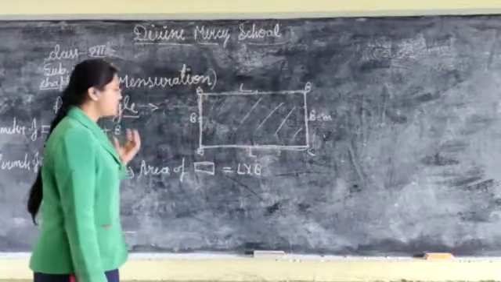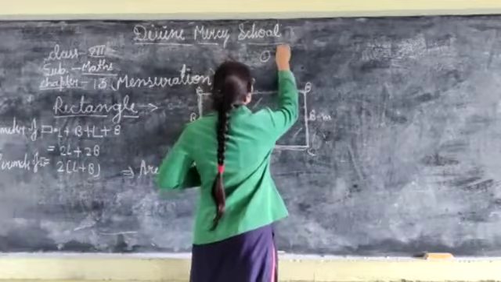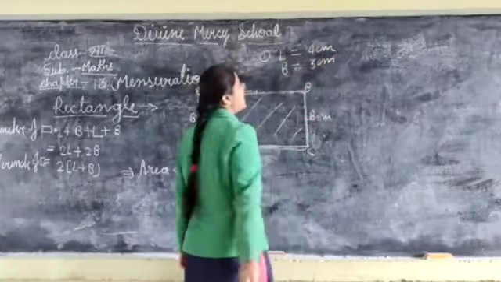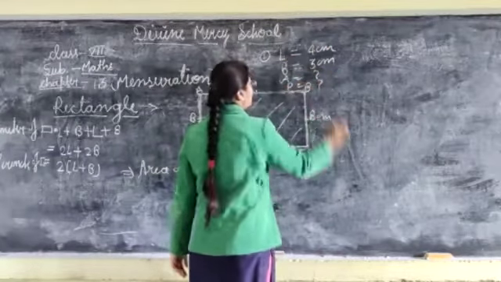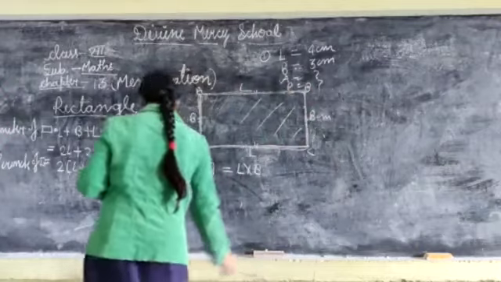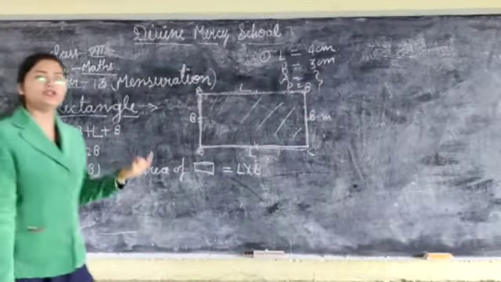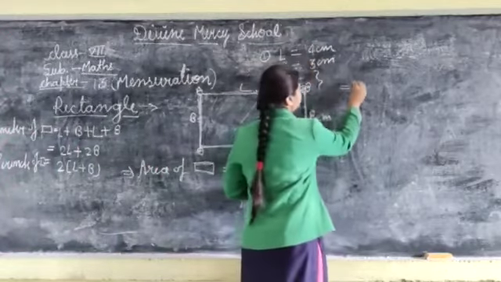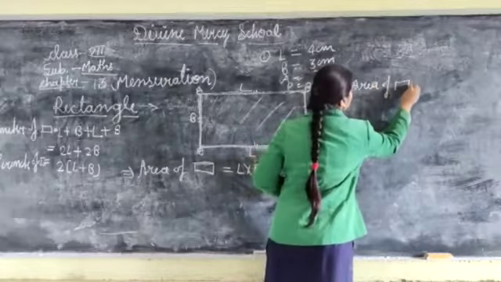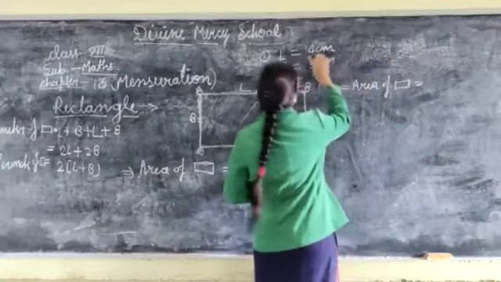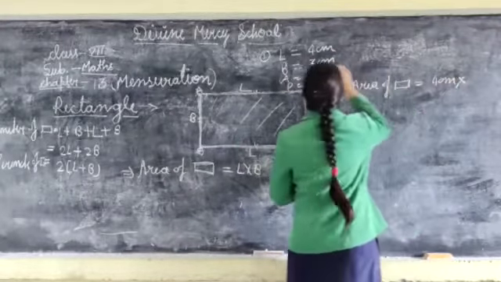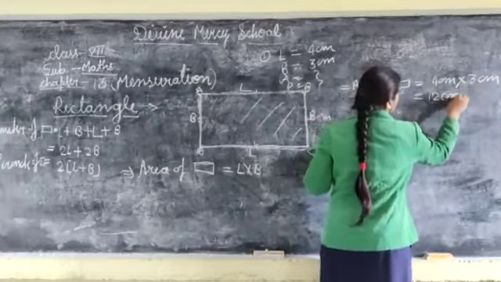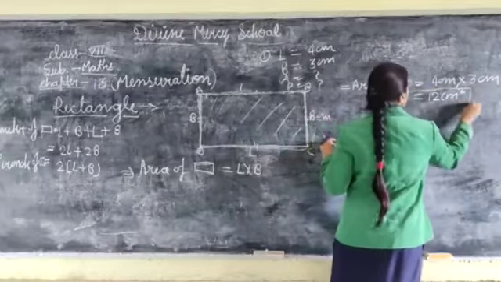Right. I am giving you some questions. Suppose the first question: breadth is given as 3 cm. That means what is the area of this? 4 threes are 12, centimeter square. That means area is equal to 12 cm square.